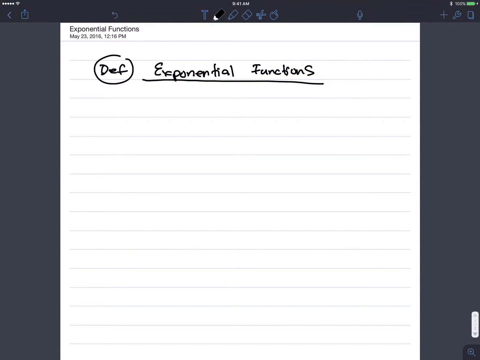All right, we got these exponential functions we're going to work on here. Let me give you the definition, okay? F of x is b to the x, where your variable is the exponent. The variable is the power, and your base is constant. But the base is greater than 0. It just can't be the number 1.